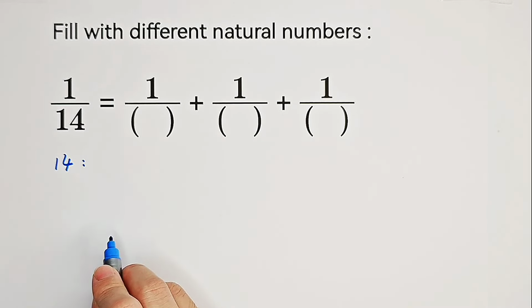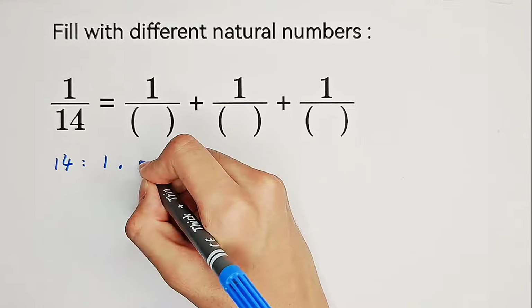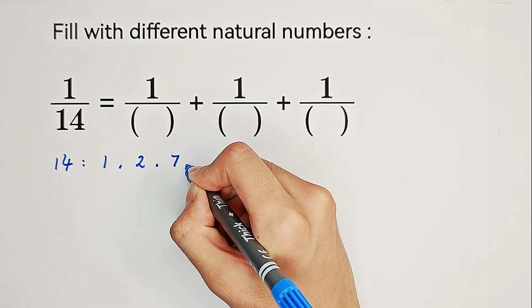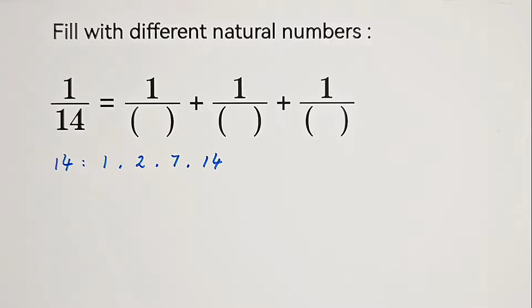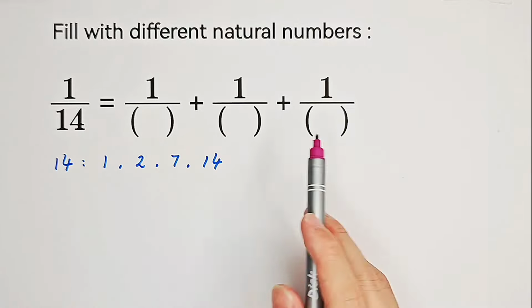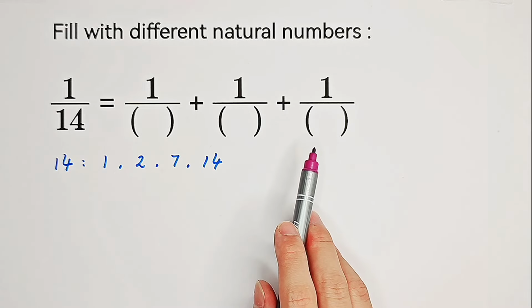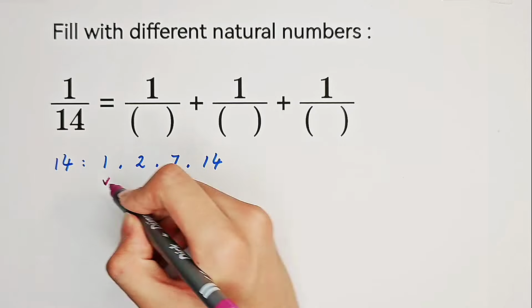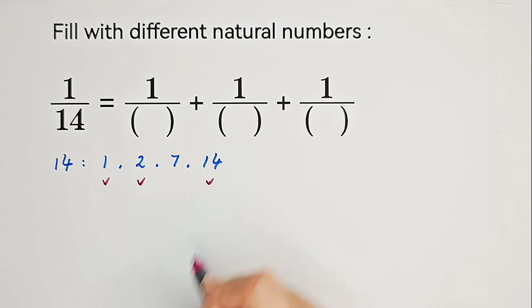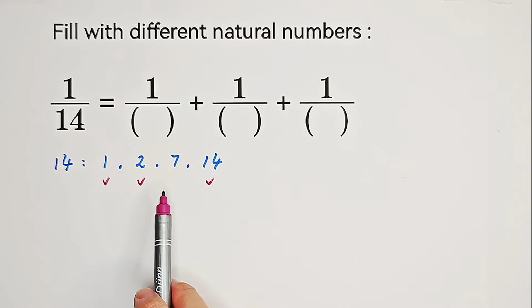The divisors of 14 are 1, 2, 7, and 14 itself. So we have to write it as the sum of three fractions. So just choose three numbers. Here, I would like to choose 1, 2, and 14. Of course, you're allowed to choose any three numbers from these four.